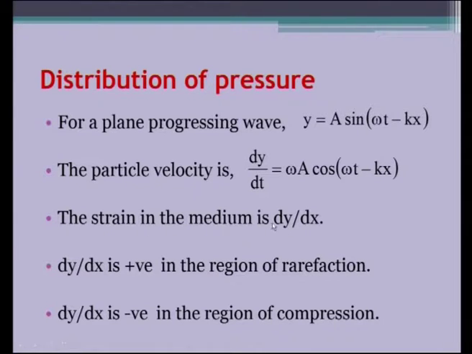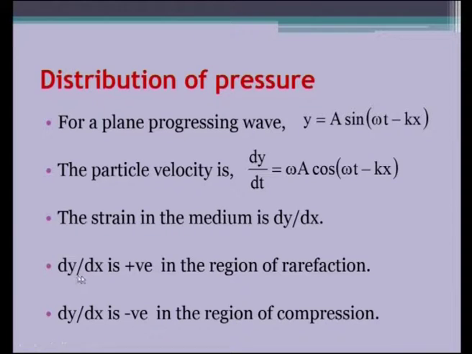The strain in the medium, for that what do we do? We differentiate it with respect to x. So, dy divided by dx we need to take. If we differentiate this displacement equation of the wave with respect to the term x, we get strain that is produced in a medium. This dy divided by dx is positive in the region of rarefaction, and this dy by dx is negative in the region of compression.